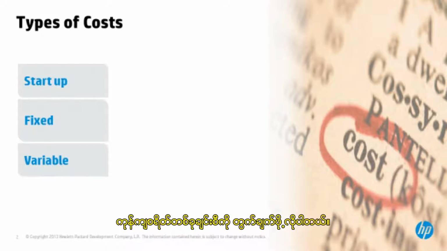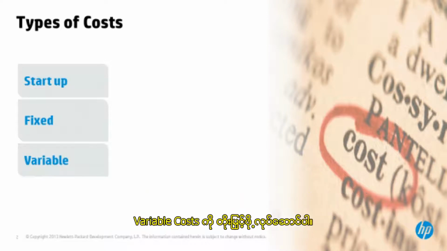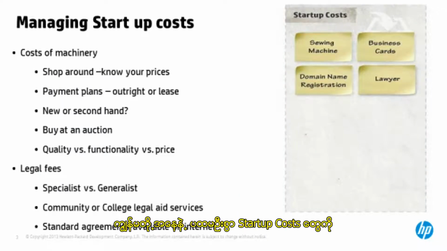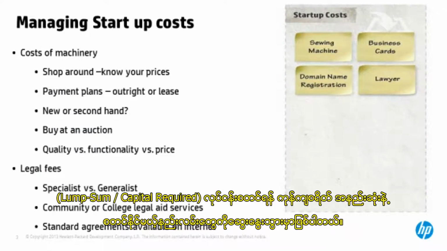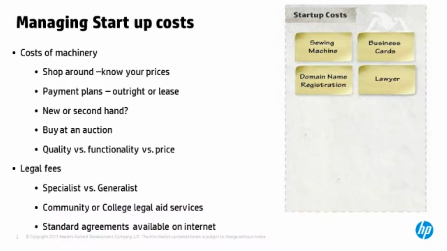Each type of cost is needed, but as a rule, it is best to minimize startup and fixed costs and to maximize variable costs. Starting with startup costs, we will discuss possible alternatives to consider to reduce the lump sum or capital required immediately. If managed well, this can reduce the loan required to start your business and, in turn, reduce the fixed amount, including interest, for the monthly repayment.